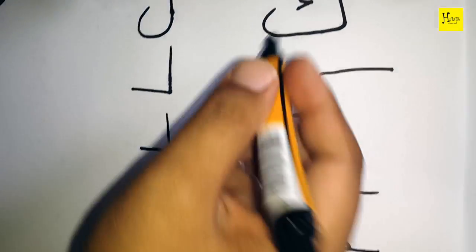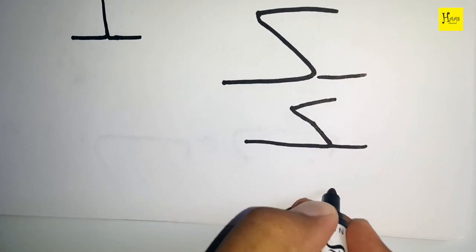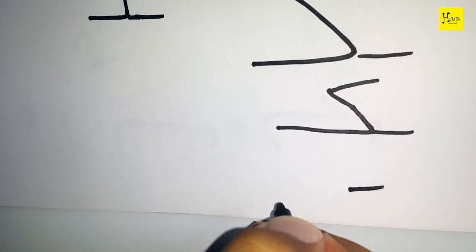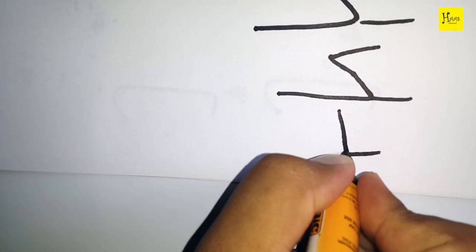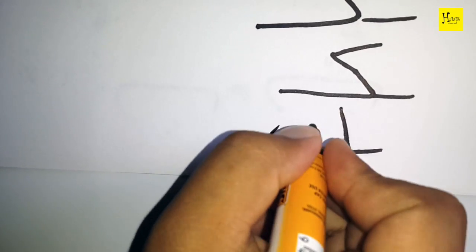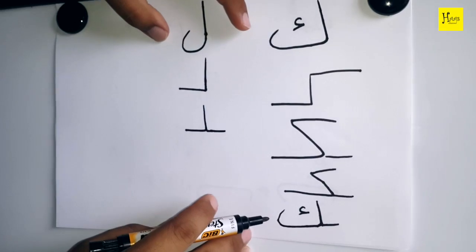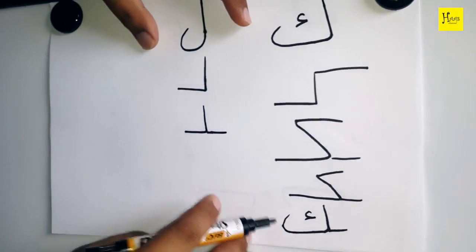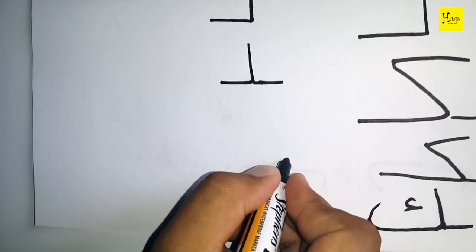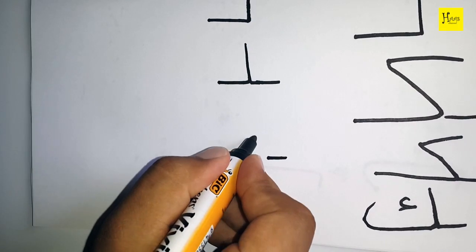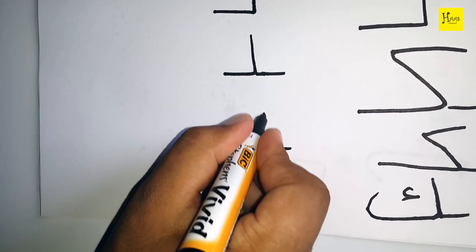Okay, the final position for kaf. So we draw a little connection line here, and then we write the isolated kaf as it is. So kaf. So this is the final position. For lam, the same isolated position but with the connection line. So we start with the connection line, and then we draw the isolated position for lam.